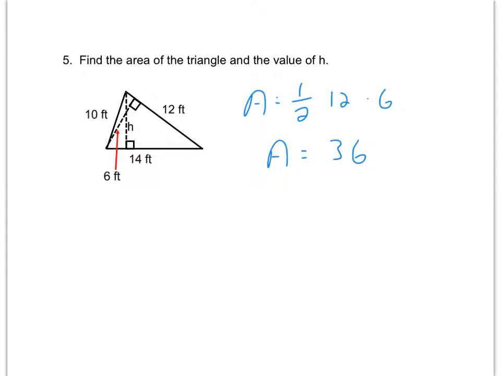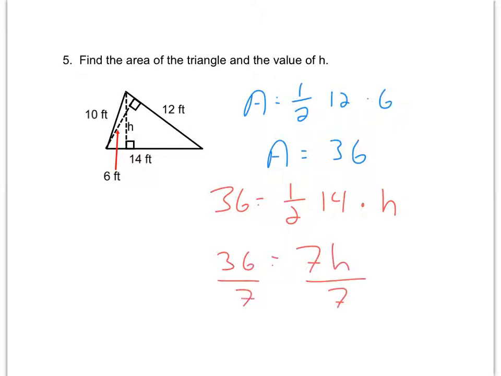So I know my area equals, don't tell me, 36. Now I want to find this height right here using this base, which is 14. So the area, which is 36, is equal to 1/2 the base, which is 14, times the height. That's what I'm looking for. So 36 is equal to 7h. I'm going to divide both sides by 7. So h is equal to 36 divided by 7, which equals 5 1/7.